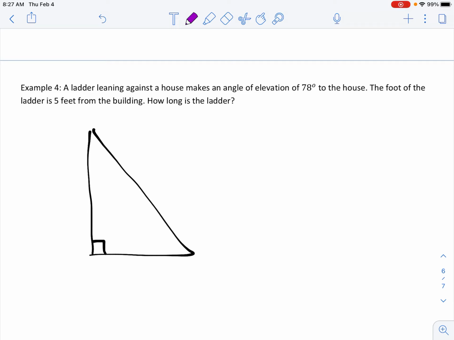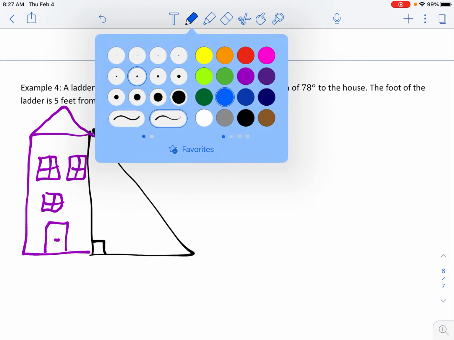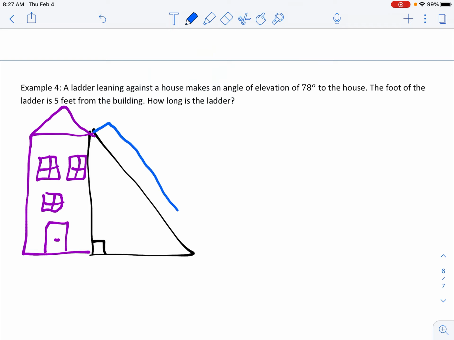A ladder leaning against a house, so I've got a house here. Well, let's not block the question for you. So we'll go with the little mini house. Let's make it a nice window here. Maybe a door. All right, sweet. There's your good drawing for your house. It tells us that there's a ladder leaning up against the house. So here is my ladder leaning up against the house. You'll notice this forms a right triangle even with my beautiful picture.